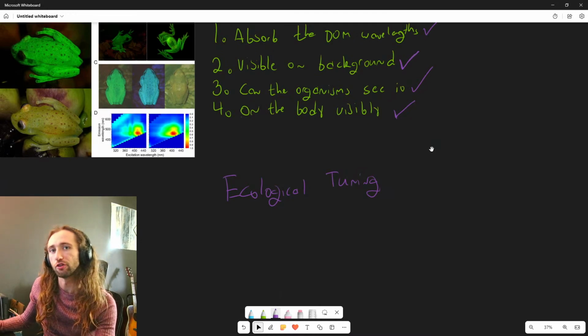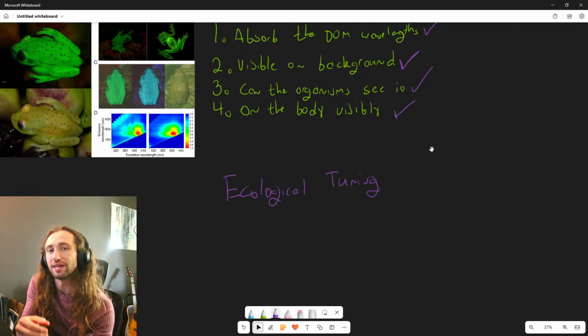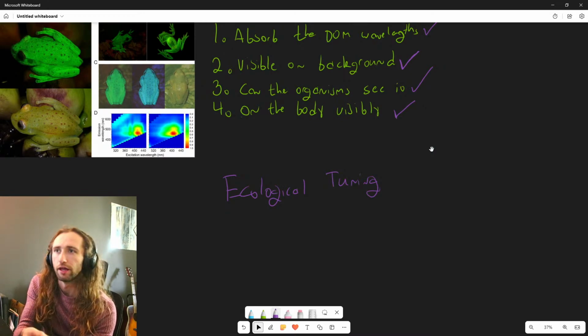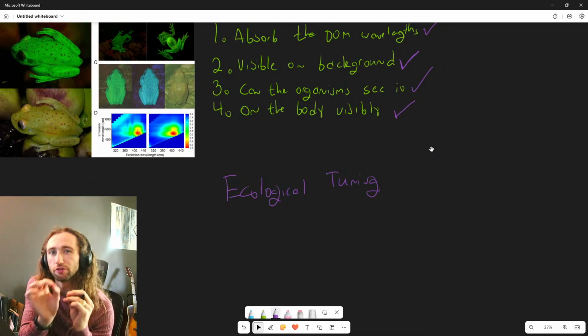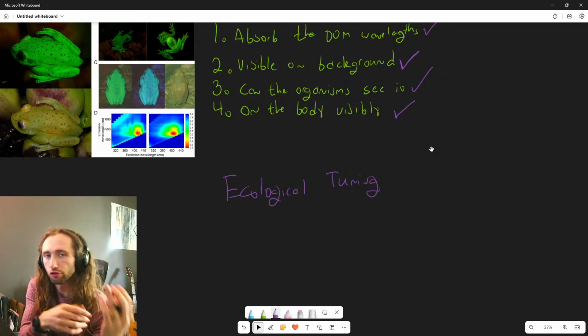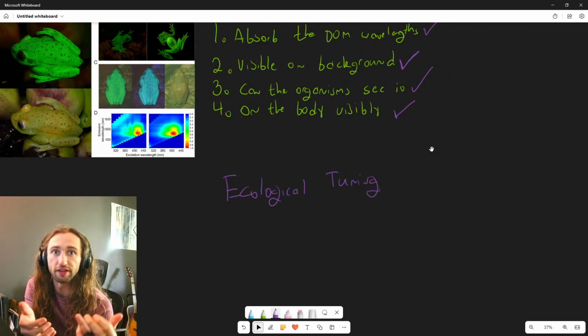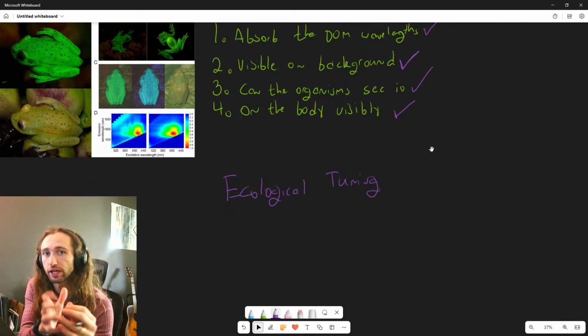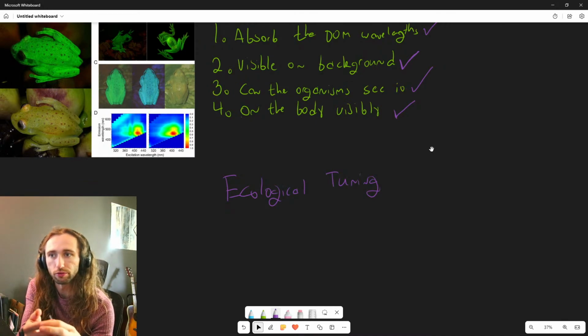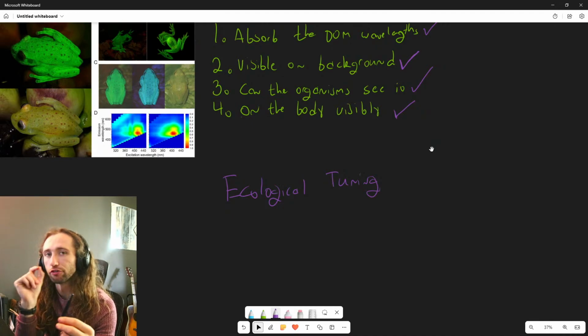Ecological tuning is essentially where there is some adaptation that is being adapted to local environments. Okay, think about that. You have some adaptation, and then in different environments, it is tuned slightly differently in order to account for it. That's also a great evidence of this adaptation. That's actually what these 4 criteria are looking at. Is this ecologically tuned?